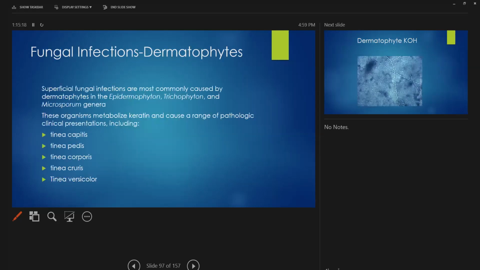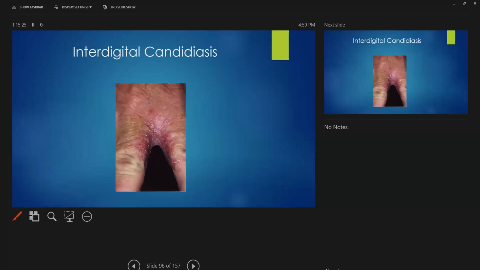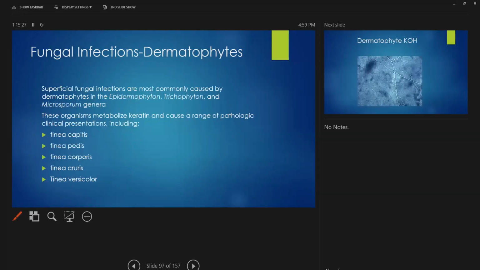So fungal infections from dermatophytes. So dermatophytes are not the same as yeast. So what we were just looking at is all the yeast infections. Now we're talking about tinea. So not actually yeast. This is actually a fungus caused by a dermatophyte, which is a different type of fungus, but it's not a yeast type fungus. And so that wet KOH prep was actually showing dermatophytes, but not just yeast.